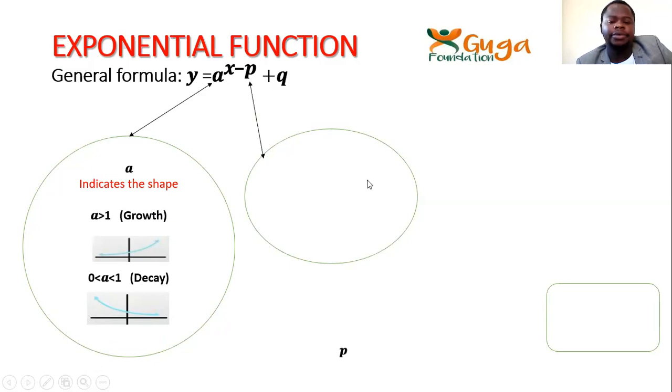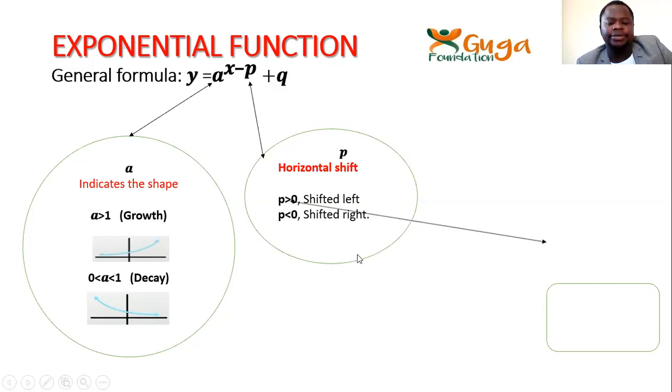Okay, now what is p? p is the horizontal shift. When your p is greater than 0, or positive, it means that your graph has shifted to the left. And when your p is less than 0, or negative, it means that your graph shifted to the right.